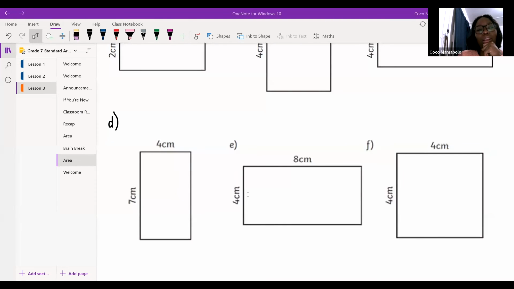Bonolo, you might want to put that calculator away, my sweetie. Multiplication tables are very important. If you can, commit them to memory. That was super fast. Excellent, guys.